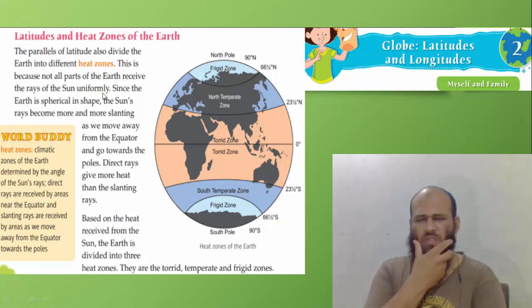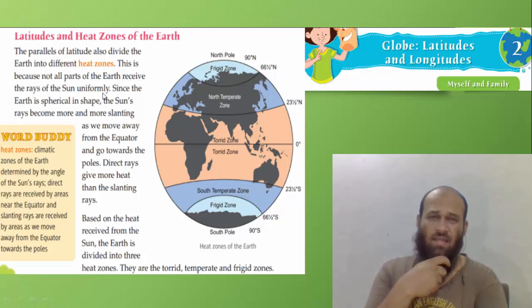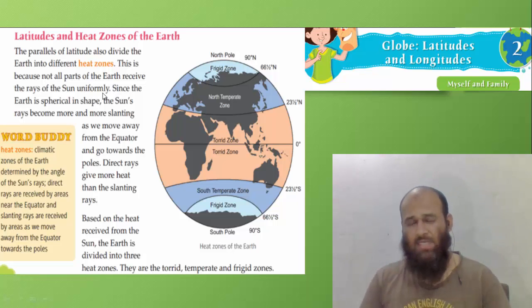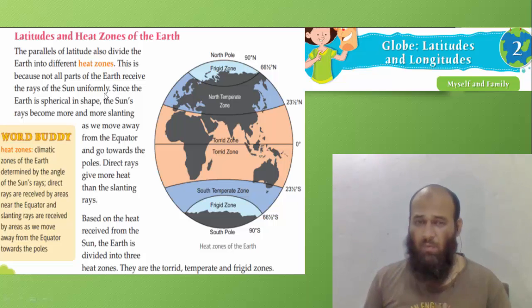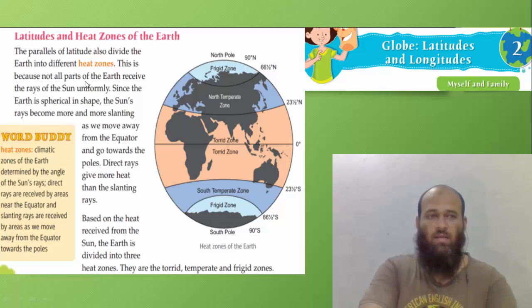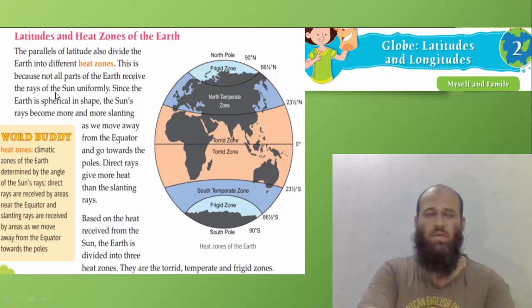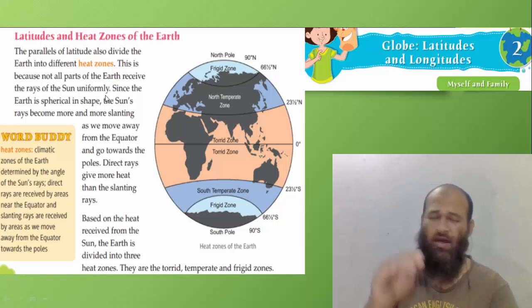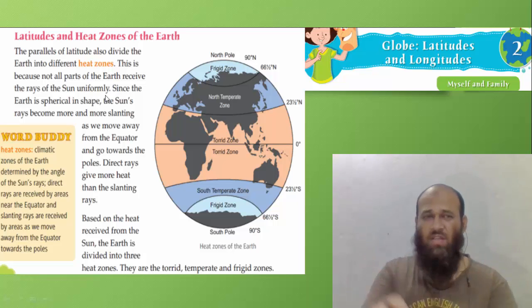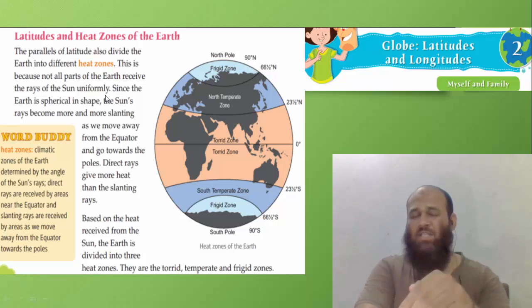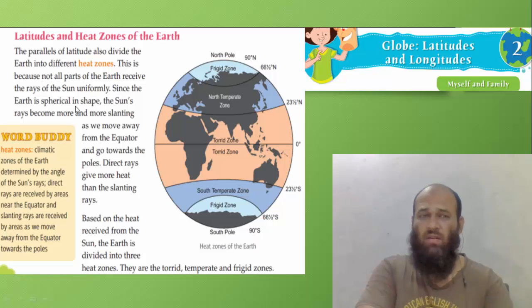Which zone do you think India falls in then? Well, it's given on the map over here. Find it out. This heat zone exists because all parts of the earth do not receive the rays of the sun uniformly. We have a difference of impact of the rays on the earth.